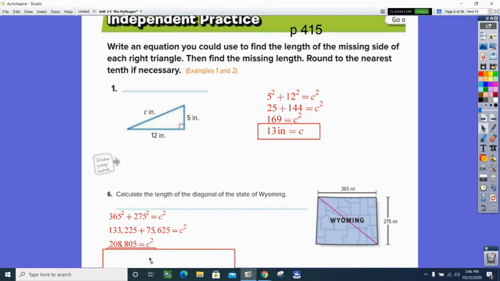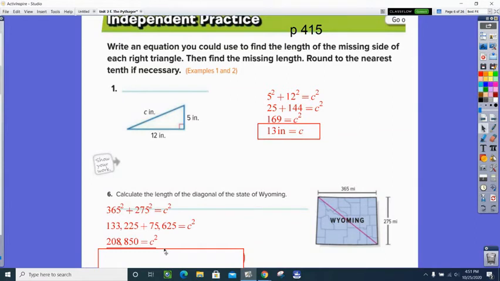208,850 equals c to the second power. To undo that second power, we are going to need to take the square root of 208,850. And when we do that on the calculator, you'll see 457.0010 and other numbers as well. But if we're going to round to the tenth, it'll actually look like this was a perfect square because it'll come out to 457 miles-ish.